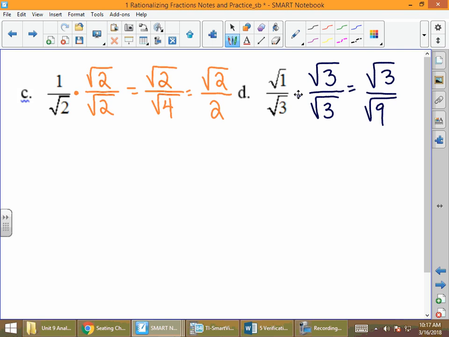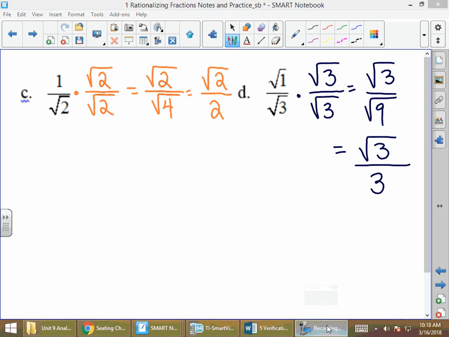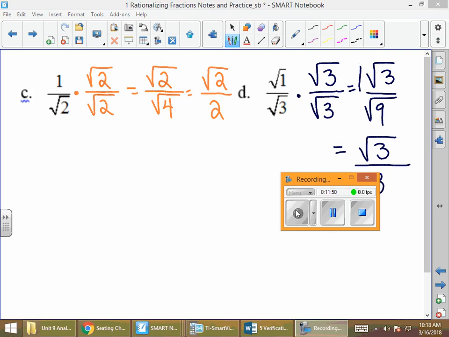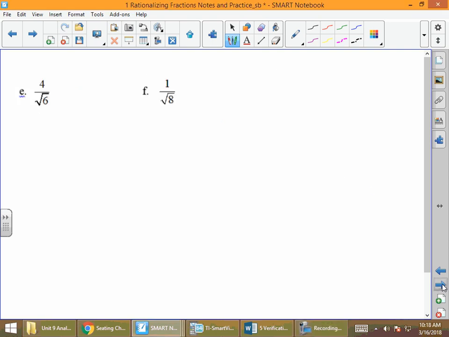But once we multiply those, can we simplify either one? And we see that we've got the square root of 9, something different at least this time. And we come up with the square root of 3. Can't do anything to that one. The square root of 9 is 3. Let's flip our paper over.